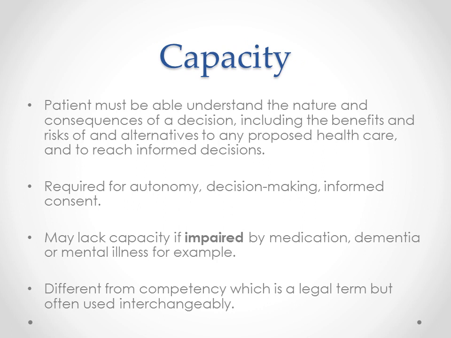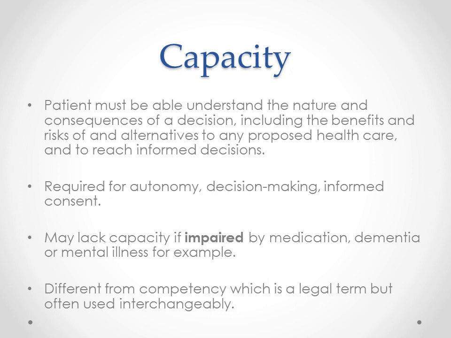So, diving right in, what is capacity? Capacity is the ability to understand the nature and consequences of a decision, including the benefits and risks of, and alternatives to, any proposed healthcare, and to reach informed decisions. We say that patients must have capacity to be able to make their own decisions, to have autonomy, and to be able to consent. If someone does not have capacity, we talked about how their autonomy can be restricted during the first class. Like if someone is suicidal, they can be hospitalized against their will.